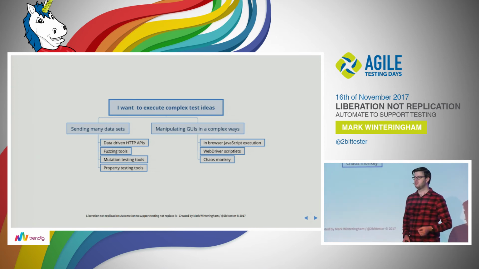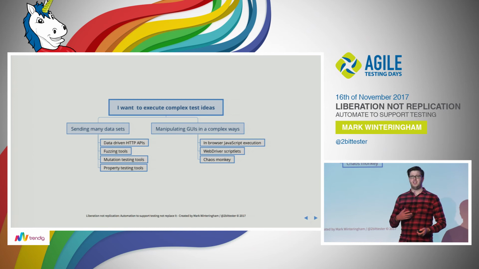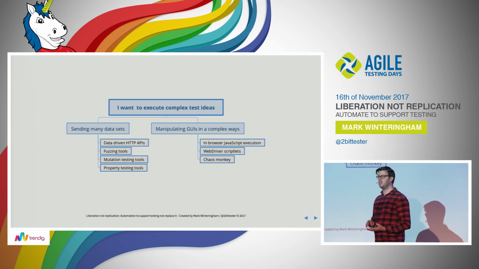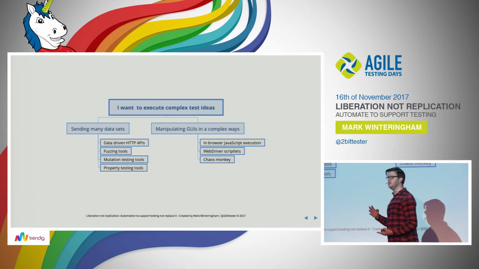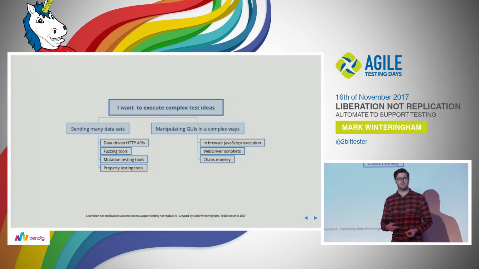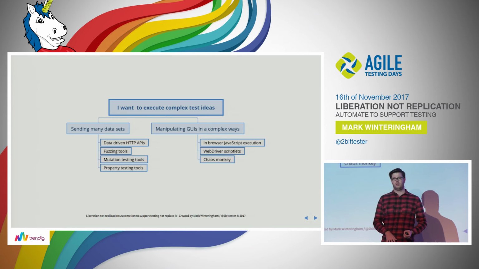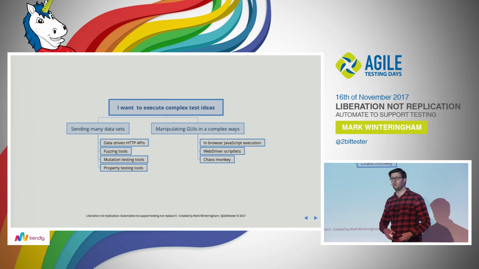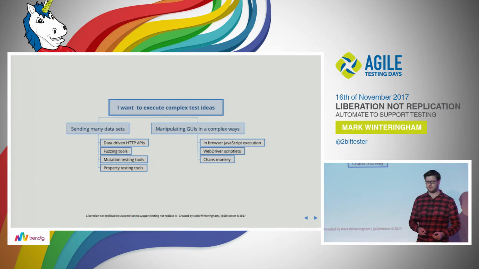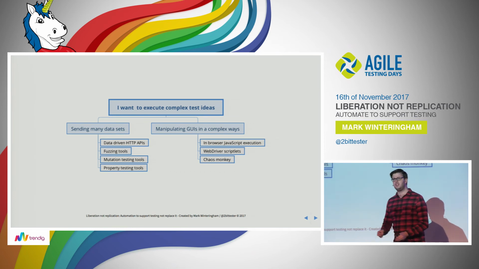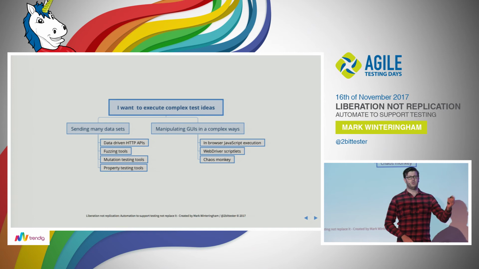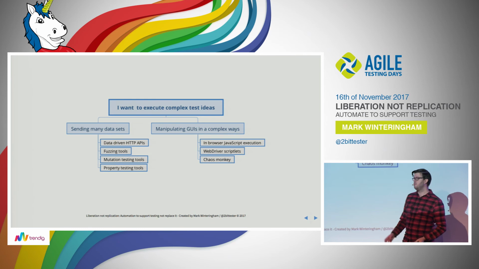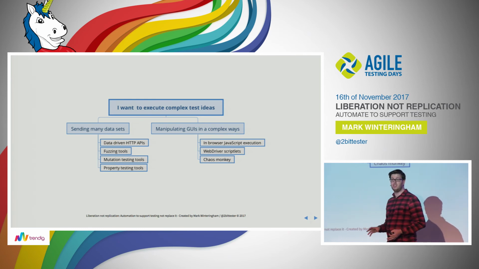So, for example, we talked about data-driven API stuff, sending many data sets. I might be thinking about this with a data model in mind. So I could use an API testing tool to drive lots of data. Or we could use fuzzing tools, mutation testing tools, property testing tools, all focusing around the same sort of risk, but working with it in different ways. Each of these tools works slightly differently to one another. So rather than just choosing one, I might want to choose all of them if I've got time. And then my personal favorite is manipulating GUIs in complex ways.